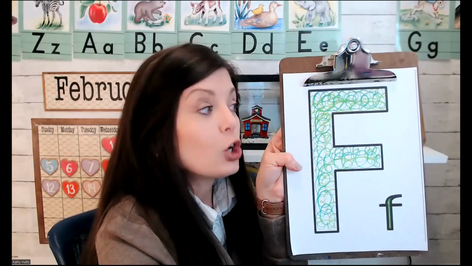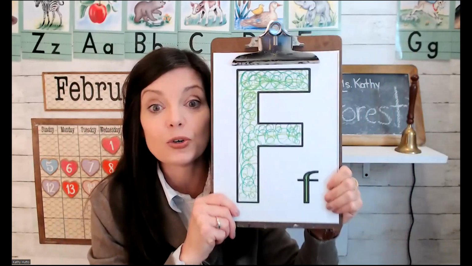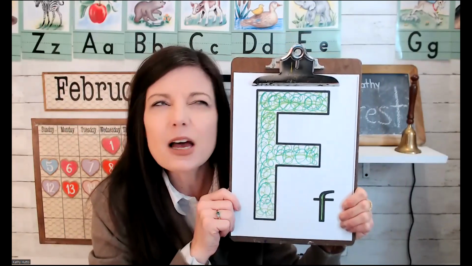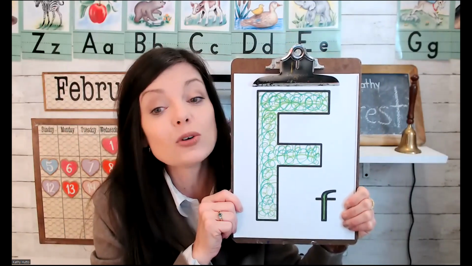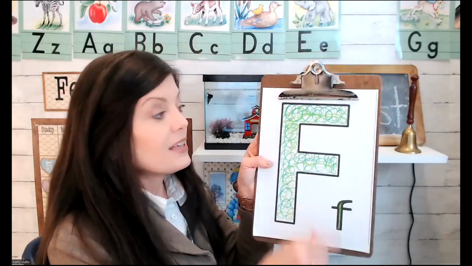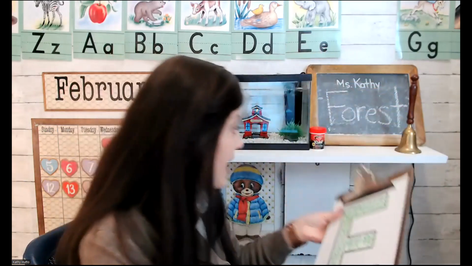In the forest, there are lots of trees that are still green, even in the winter. Those are called evergreen trees. Some trees don't have any leaves. Those leaves have fallen off, but they'll grow back soon in the spring. So this is how I decorated my letter F.